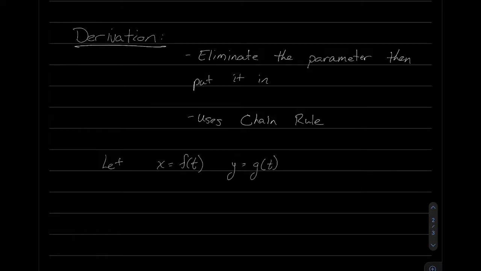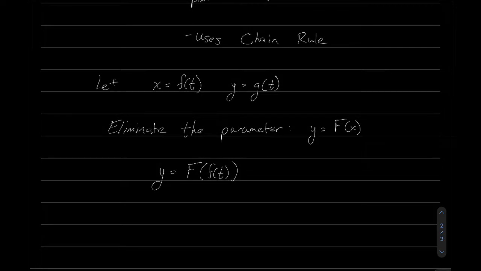So let's have x and y be parameterized by t. That is, x is a function of t and y is also a function of t. So if we were to eliminate the parameter, say for x, we get y equals some other function of x. But y is also a function of t, so let's replace y with g of t. So g of t is equal to big F of little f of t.